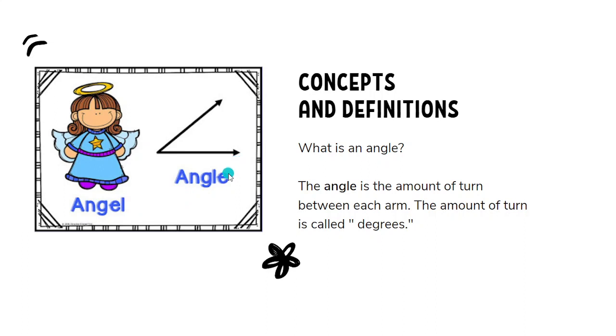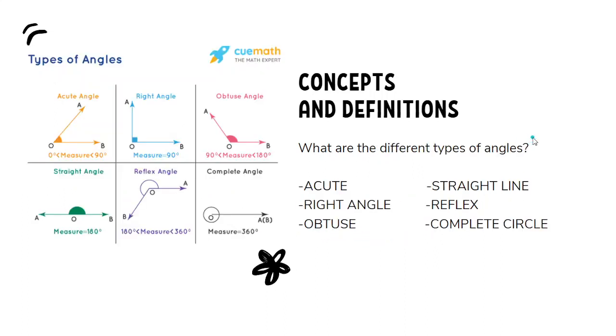So, dealing with angles here. The angle is the amount of turn between each arm, and we have the arm here. We're going to look at the keywords, amount of turn. The amount of turn is called degrees. Let me read that one more time. The angle is the amount of turn between each arm or each line or each side. And the amount of turn is called degrees. So these are some examples of angles at the SCA level. And there are different types of angles.